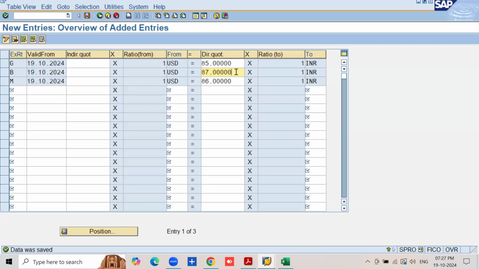Why so? Say, for example, immediately after the class, you are doing the practice for foreign currency transactions. In that case, you also enter the same thing, valid from date today only, GBP and same rates. Then the system will give the error message, entry already exists with the same key. Why? Because these rates are defined at the client level. Similarly, in the case of translation ratios also. Clear for everybody?